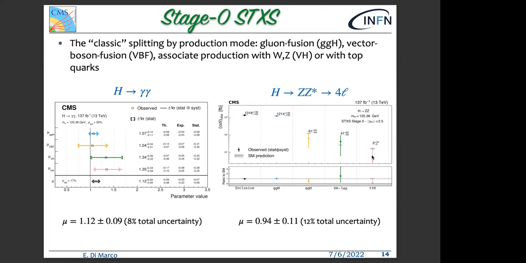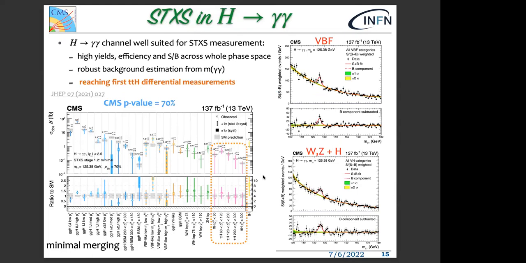And you can see that CMS, but also others, measure the stage zero simplified template cross-section, so the cross-section by production mode. You can just rotate this plot and compare with the gamma gamma one. But especially with gamma gamma, you can profit from the larger event rate to split this cross-section more, and gamma gamma is very well suited for this purpose. Here you can see the maximal splitting, or vice versa, minimal merging, as we call it: the simplified template cross-section bins in which we split the cross section. In blue you see the bins in which we split the gluon fusion cross section, bins of pT and number of jets, while VBF and WH production are also split in the pT of the H and so on.